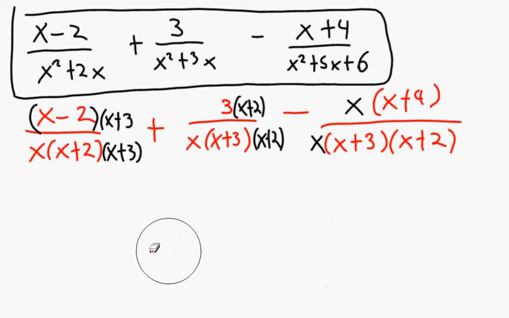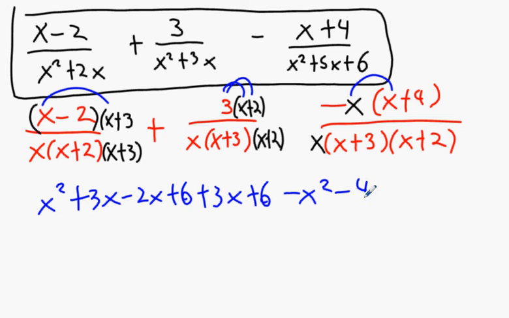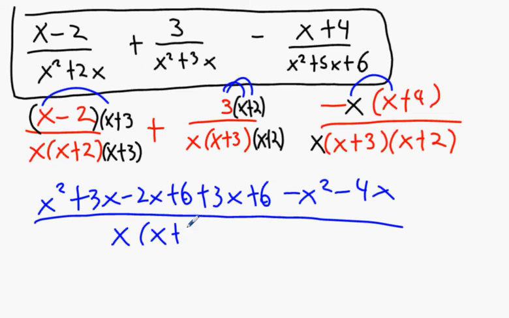Now, I still have to do a bit of multiplying. No way around it. X squared plus 3x minus 2x plus 6, plus 3x plus 6, minus x by x, x squared. See that minus there? It belongs to the x, the first number on top, so it's minus x multiplied by x, minus x squared. Minus x by plus 4, minus 4x. All over this big denominator on the bottom.